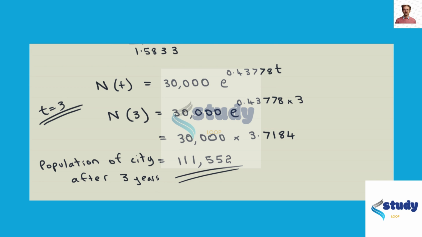In the second part, a few of the values were given to us. We first found the value of k, and after finding k, we just substitute the value of t to find the population of the city after 3 years, which is 111,552. I hope you understood both the answers.